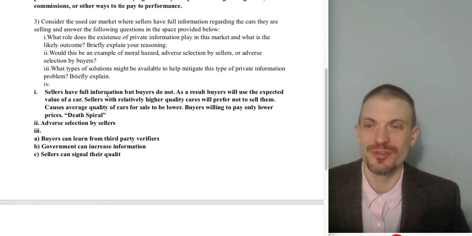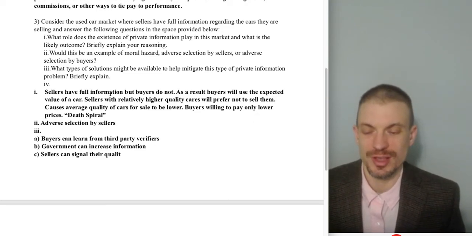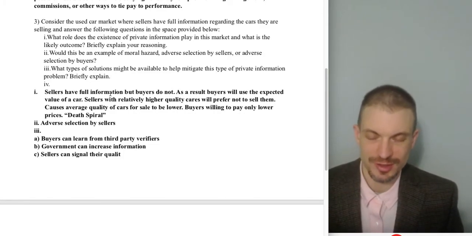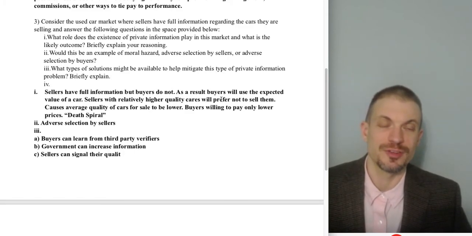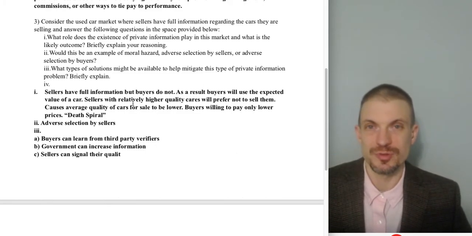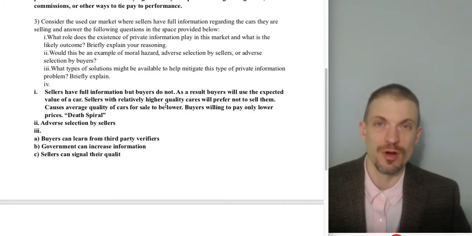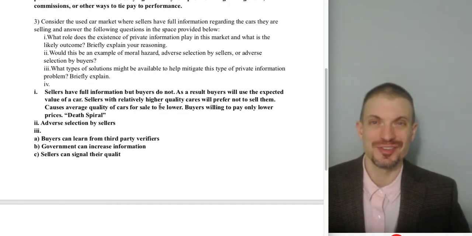Well, what role does the existence of private information have? The sellers have full information about the value of the cars. The buyers don't. So the buyers are going to have to guess as to the average quality, the expected value of a randomly selected car. And that's a problem because the sellers with relatively higher quality cars might prefer not to sell them, especially if they're not able to command a price that's at least up to their willingness to accept. If this is the case, this is going to cause the average quality of cars for sale to fall, meaning the expectation that buyers have for a randomly selected car is going to fall as well.